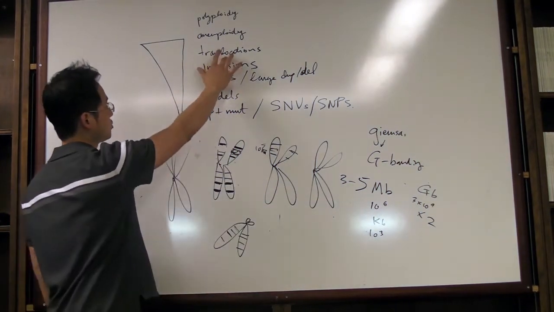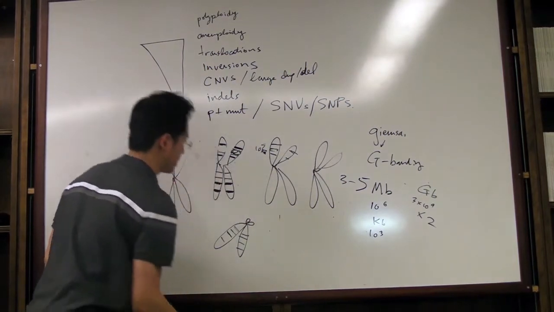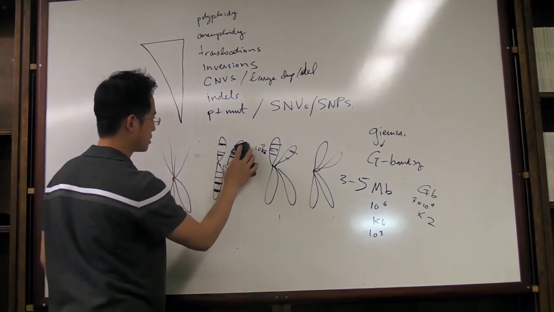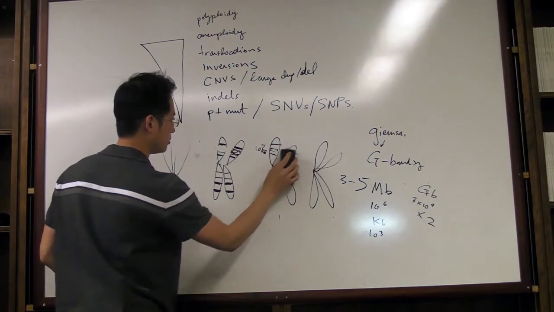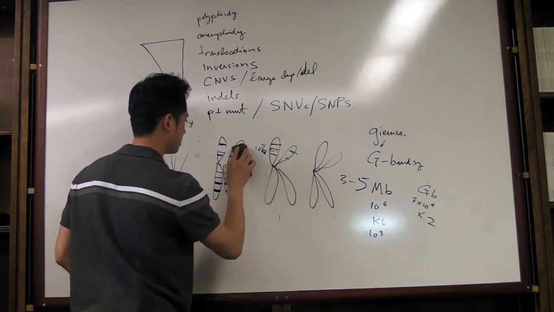So the other things, translocations and inversions, are sort of natural, because here, if you have, for example, a chromosome, let me erase this.